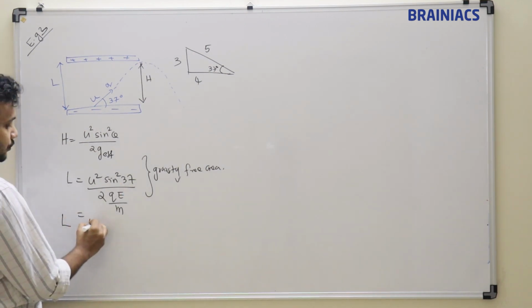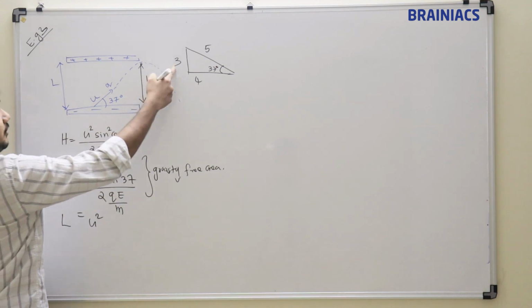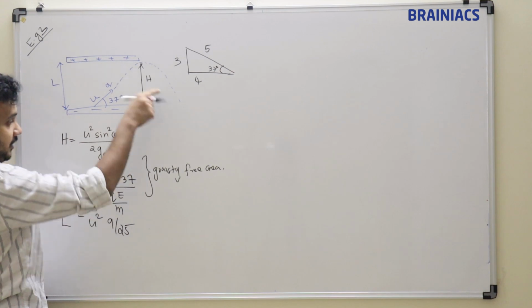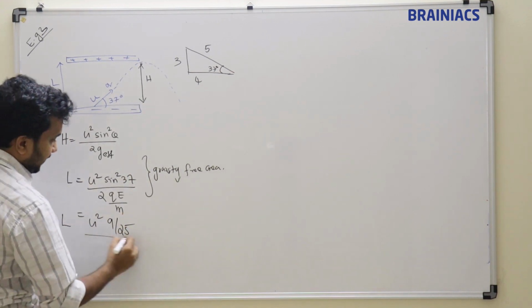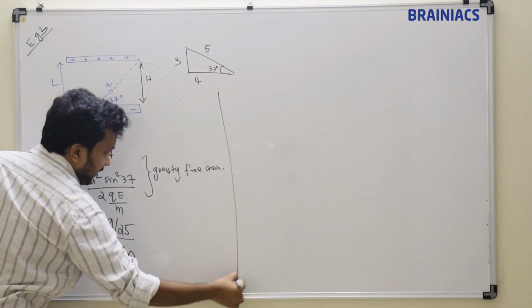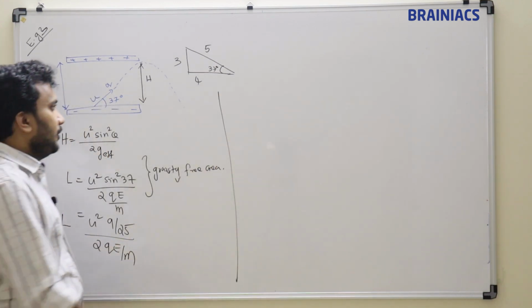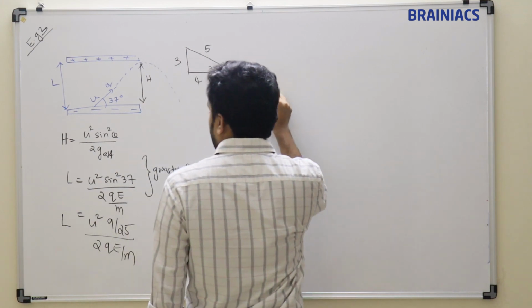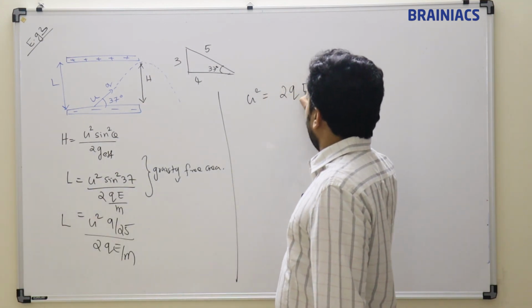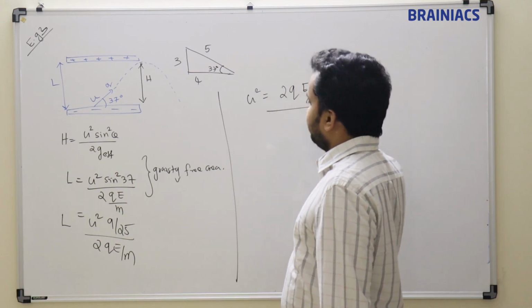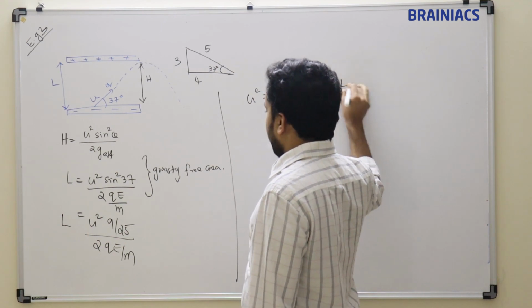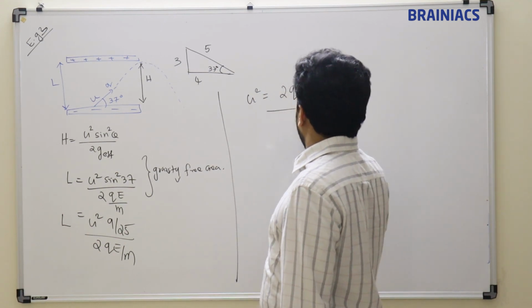L will be equal to U square into sin 37, opposite by hypotenuse, 3 by 5. So 9 by 25 square on it, 2 into QE divided by M. Here they are expected to calculate the value of U. So what is U square? First we'll find U square. We'll multiply this one, right? So 2 into QE divided by M, denominator into M into L divided by 9 by 25.